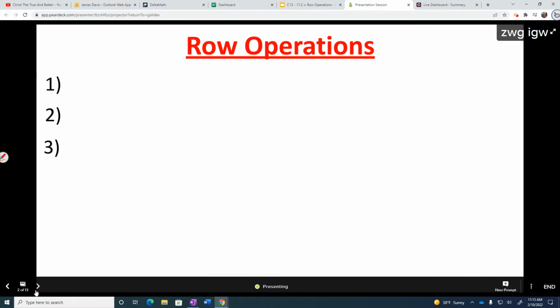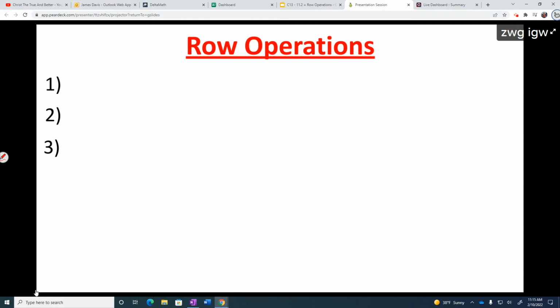So with matrices, there's going to be three, we're going to call them row operations, that we're allowed to do. Three things that we're allowed to do with these matrices. It won't necessarily be apparent why we'd want to do these at the beginning, but these are things that we're allowed to do that don't change the value of the matrix.